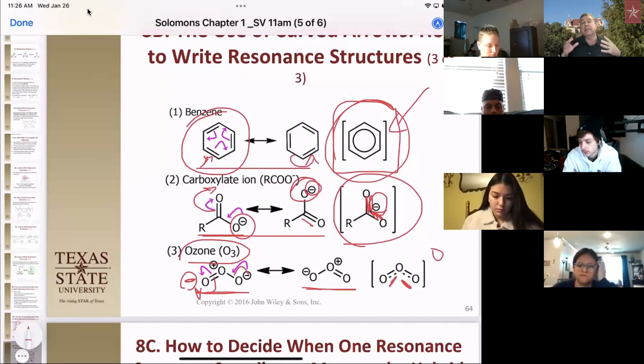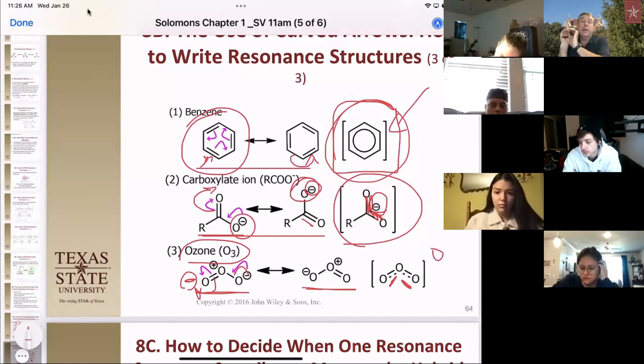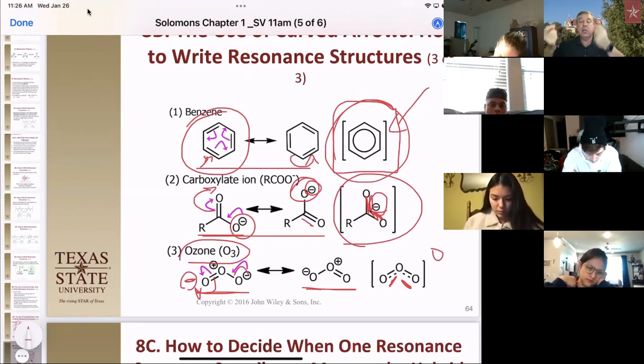Okay, so that's the value of having two correct resonance structures, two or more, and showing what the resonance hybrid would look like. Again, that resonance hybrid does not exist. It's just what we use to show us why things react in a certain way. Okay, questions on resonance structures versus resonance hybrid?